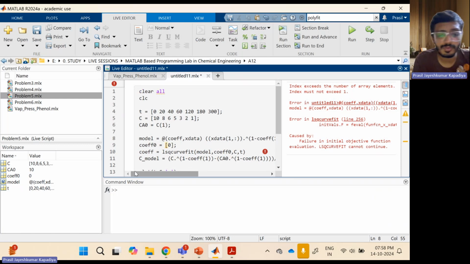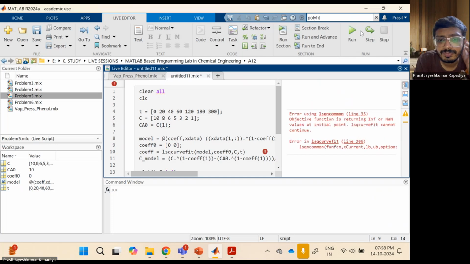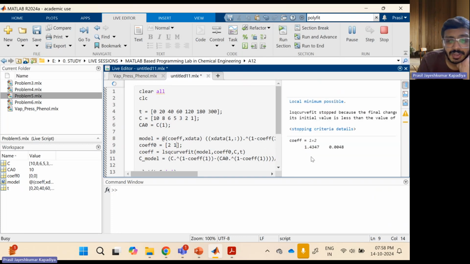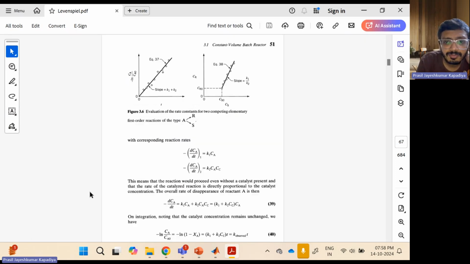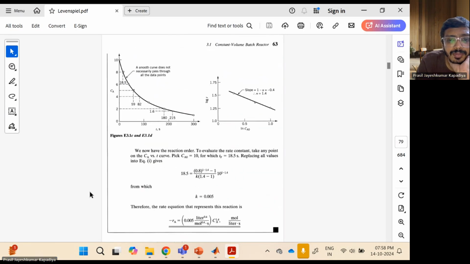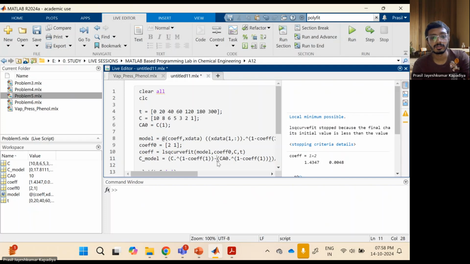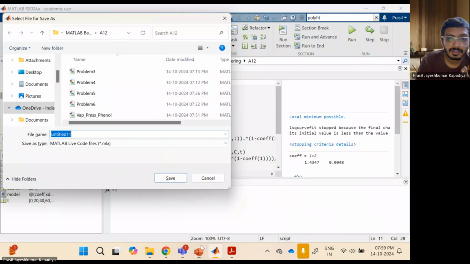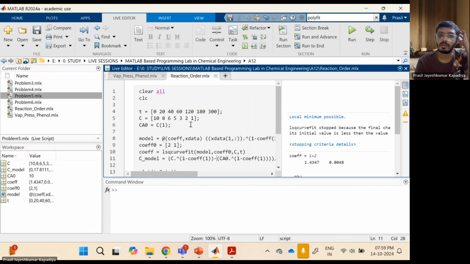Okay, yeah, there are two coefficients. That's why. We have two coefficients. One is 0. Let's keep 0, 0 both. Okay, it is not solving it. So let's take 2 comma 1. So see, we are getting n is equal to 1.4347. Are we getting that? Let's check from here. So what is the value of n we are getting? 1.43 and k is coming out to be 0.0048. So this is matching. Okay, so I will just save it as reaction underscore order.